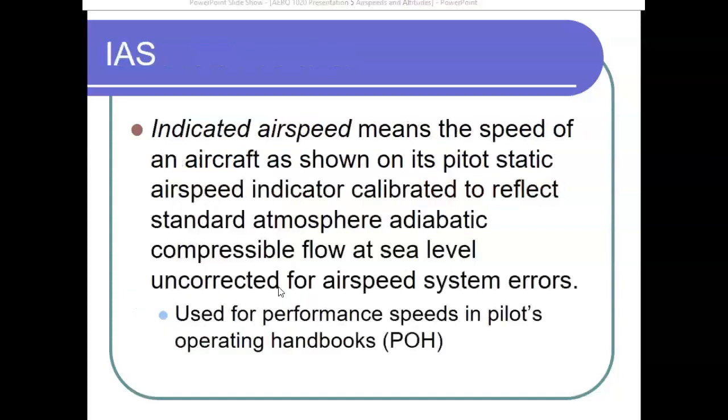So the first type of airspeed is indicated airspeed. And that's the speed of the aircraft that's shown on the airspeed indicator. It's calibrated to reflect standard atmosphere, and it's not corrected for any airspeed system errors. Indicated airspeed is used for performance speeds in the pilot's operating handbook.